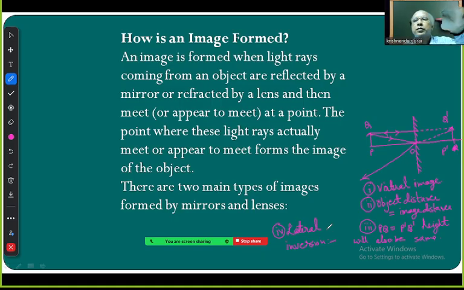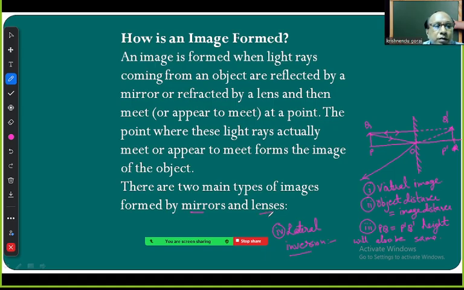You can see here that I am taking this left hand. You see here, this is the left hand. But you can see in the mirror that it is the right hand. In the same way, that is what we call lateral inversion. There are two types of images found by mirrors and lenses.